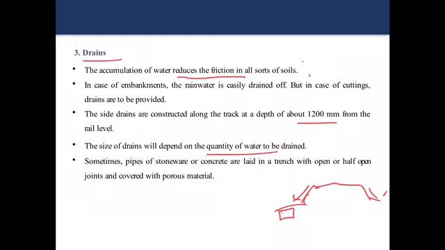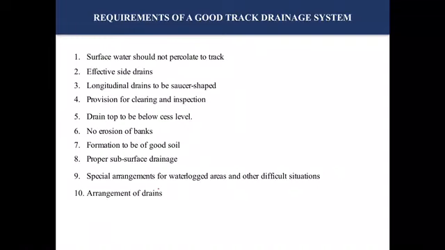So when there is a restriction for the construction of the drain, we can also go for pipes of stoneware or concrete that can be laid in a trench with open or half open joints, or completely covered with the help of porous material. So this will be used only when there is a restriction to the construction of the drains. We'll now look into what are the requirements of a track drainage system.